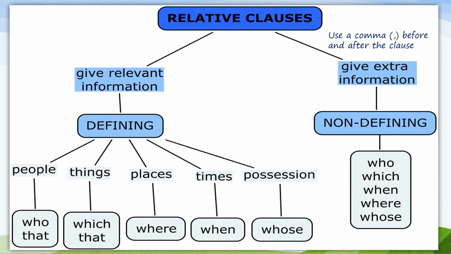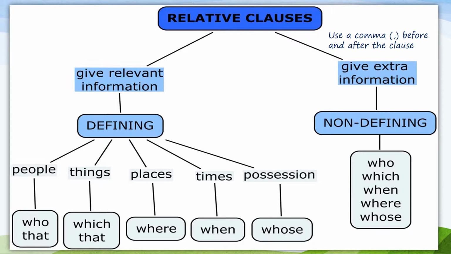Relative clauses are introduced by relative pronouns which, who, whose, and that, and relative adverbs where and when. Who or that is used to define people. Which or that is used to define things, animals, or ideas. Whose is used to define possession. Where is used to define place, and when is used to define time.